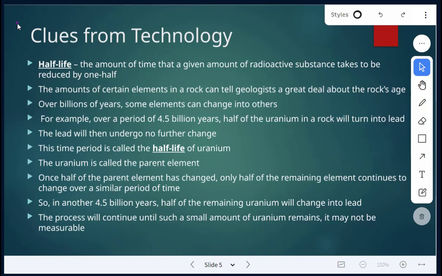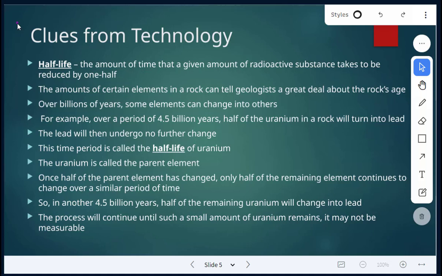Clues from technology: there's something called half-life. This is the amount of time that a given amount of radioactive substance takes to be reduced by 1/2. So the amounts of certain elements in a rock can tell geologists a great deal about that rock's age. Over billions of years, some elements can change into other elements. So for example, uranium. Over a period of 4.5 billion years, half of the uranium in a rock will turn into lead.